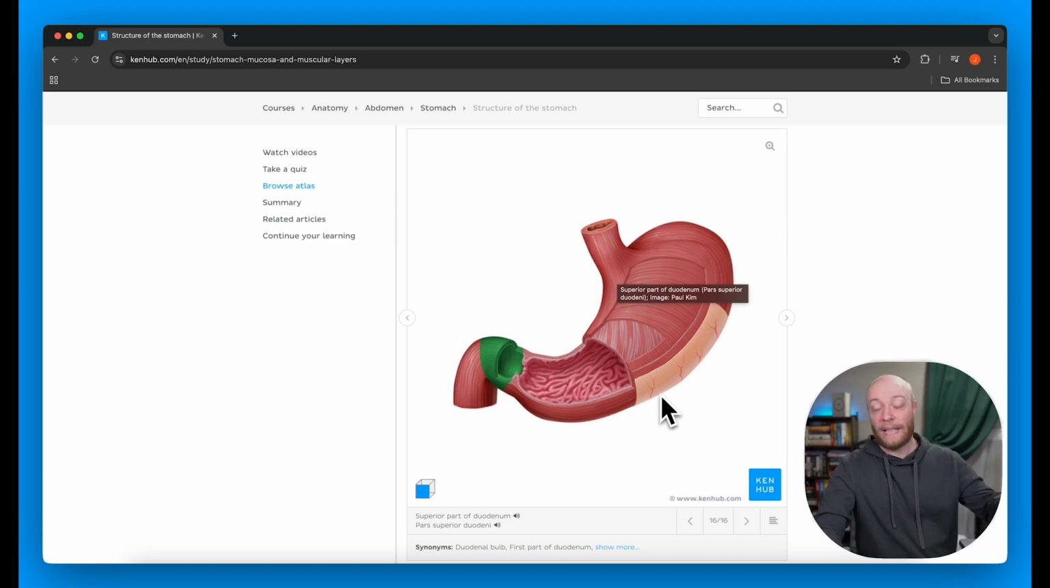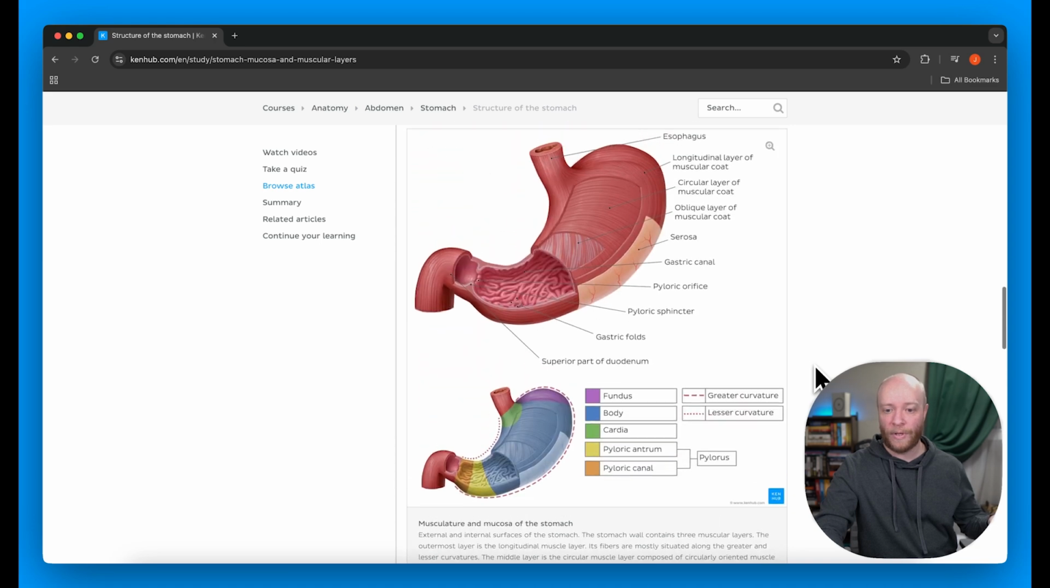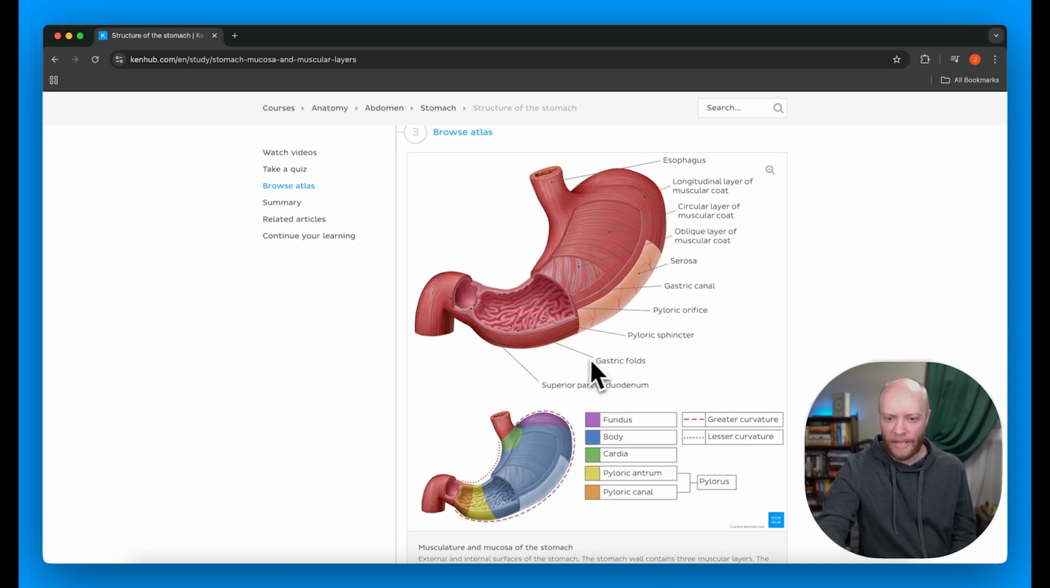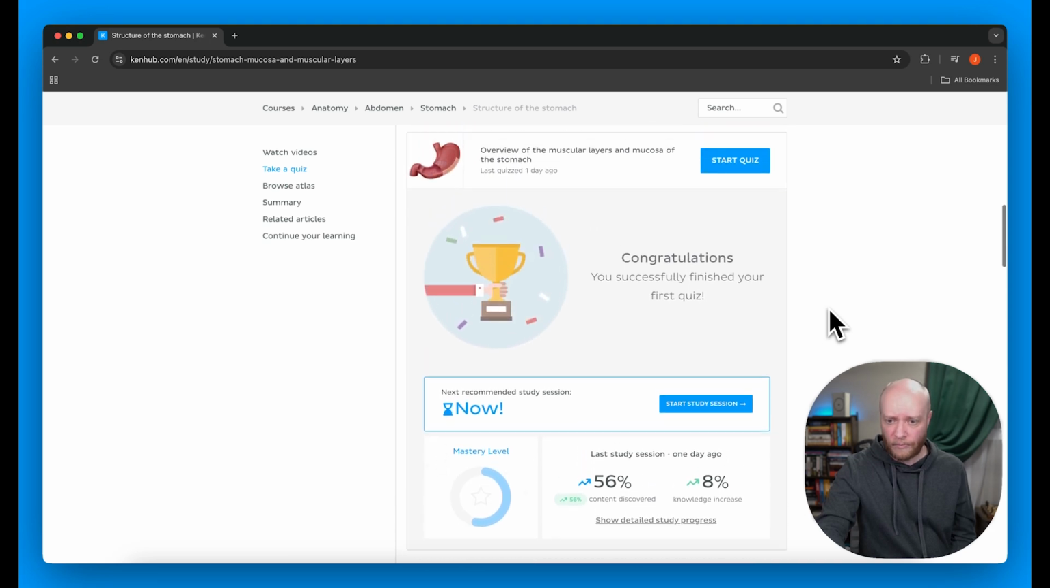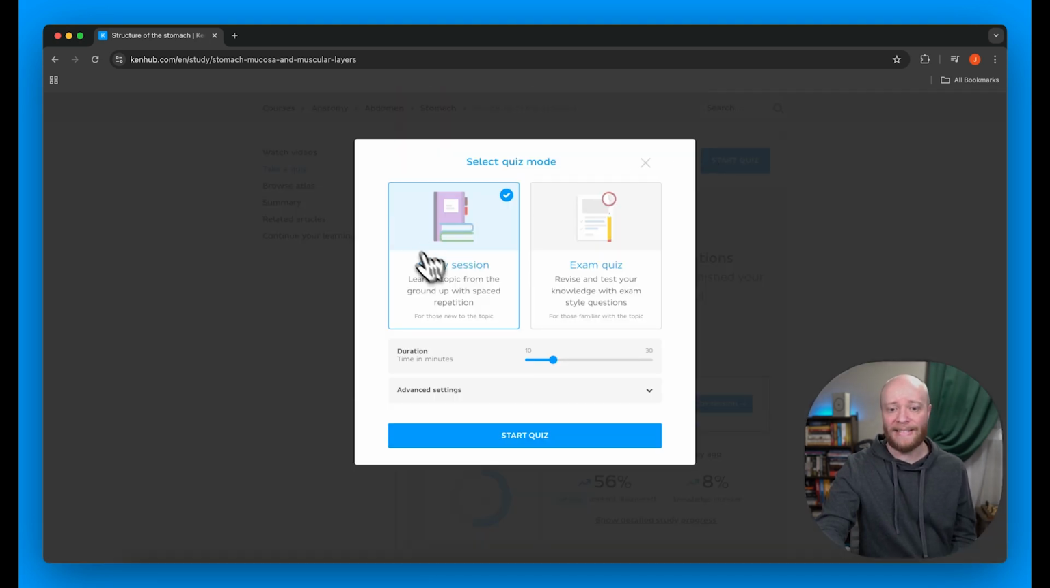So, all right, let's jump on over to a quiz. What we're going to do is scan up here, and you can even see here, gastric folds. Okay, we're going to come up to a quiz, and we're going to do a study session. I'm going to reduce the time down to 5 minutes, and we're going to see how many we can do in here.